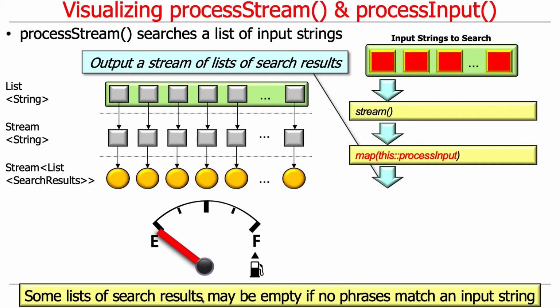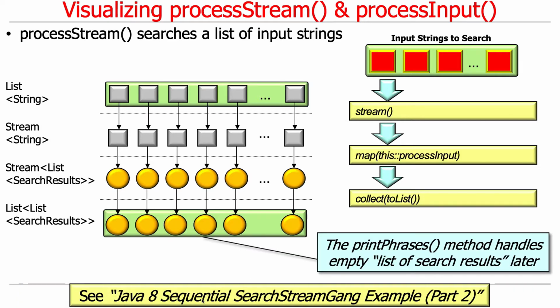And that's because we'll talk about what we're going to do if we end up with empty lists of search results. That's going to be done a little bit later by the print phrases method. And the print phrases method, not to get too far ahead of ourselves, is going to end up using something called the flat map aggregate operation, or intermediate operation, in order to automatically remove all the empty search results. So we wanted to do that just to show how that feature worked. Okay.